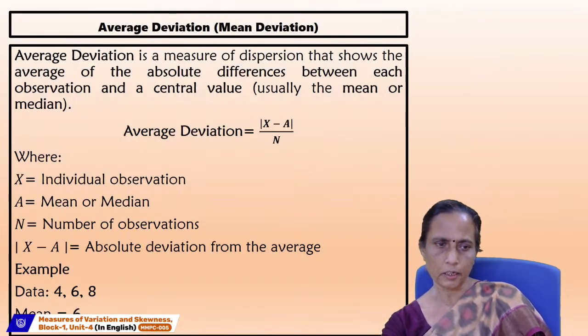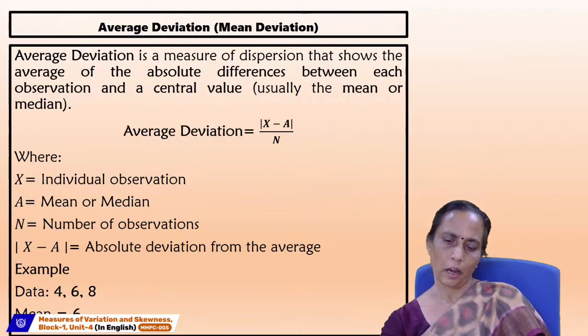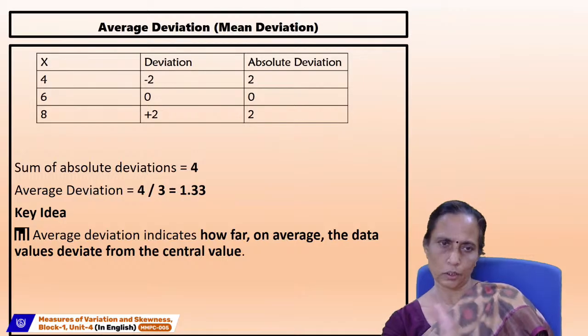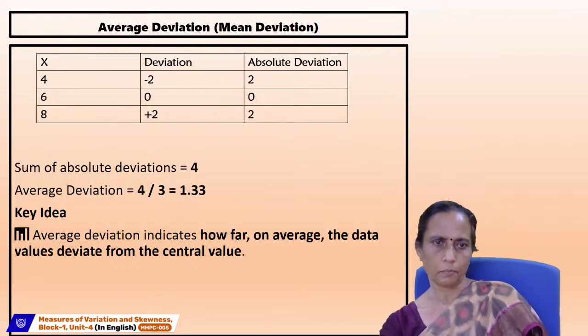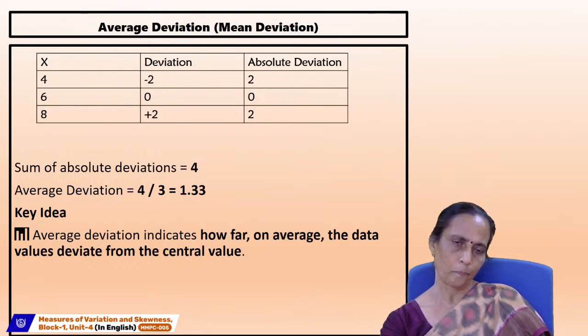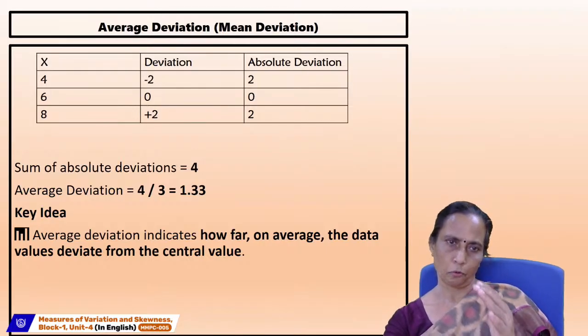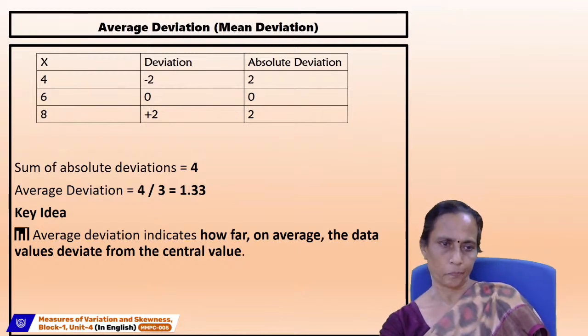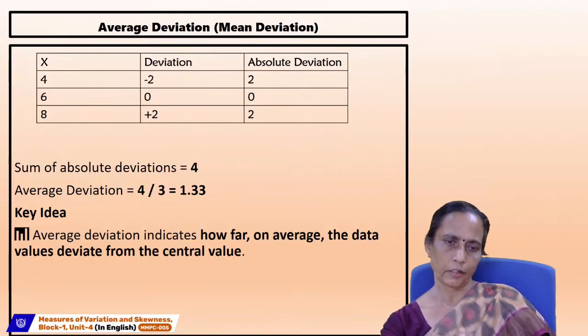If my data set is 4, 6, 8, then my mean is 6 and my deviations are minus 2, 0, plus 2. So the absolute deviations will be 2, 0, 2. The sum of the absolute deviations is equal to 4. The average deviation is 4 divided by 3. So average deviation indicates how far on average the data values deviate from the central value.